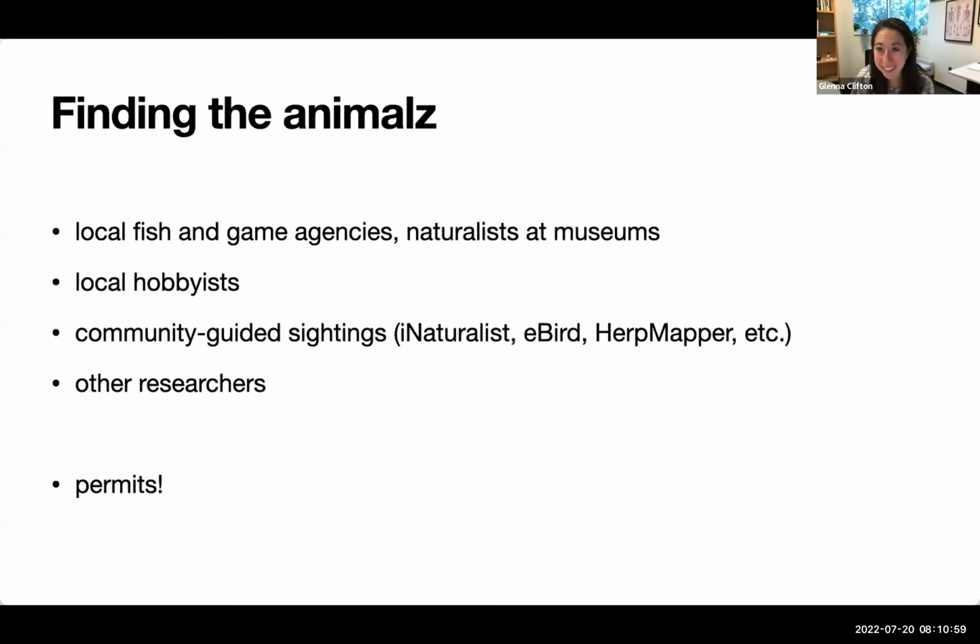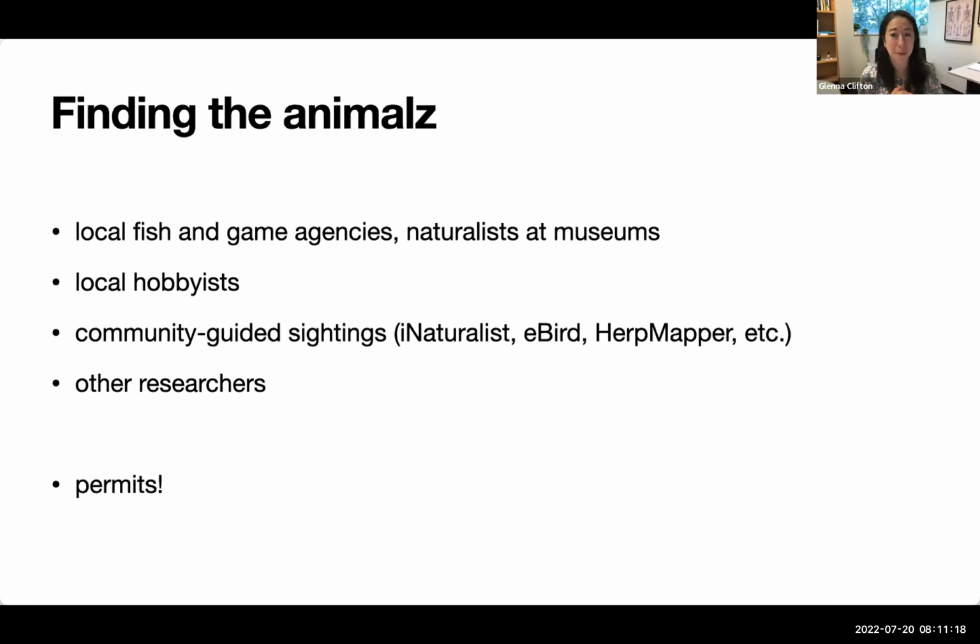Okay, so some of the challenges, though, when you're working in natural environments is finding where the animals even are. It sounds silly, but it is a huge challenge for anyone who has really worked in the field. And so here are some suggestions. This is going to be a tips and tricks section for y'all, the next couple of slides.